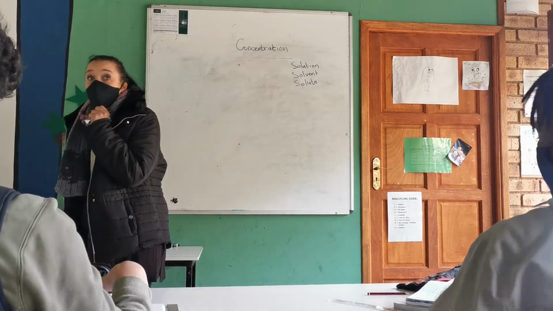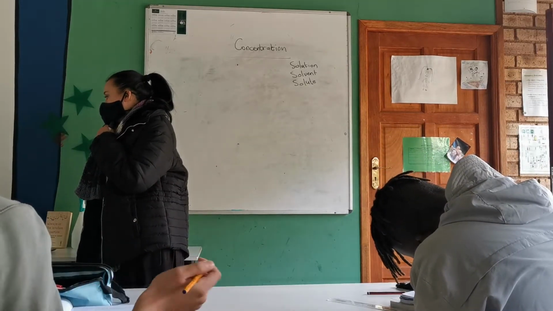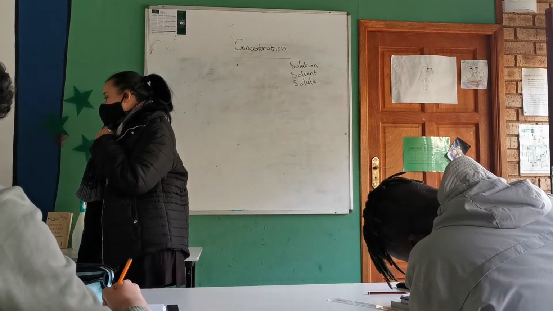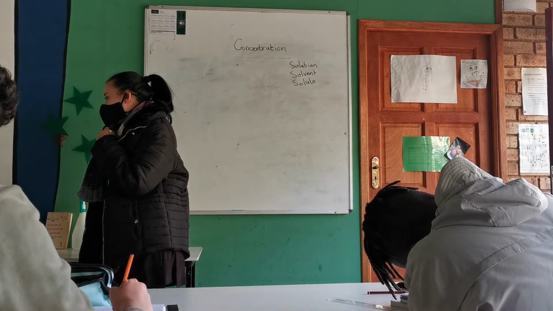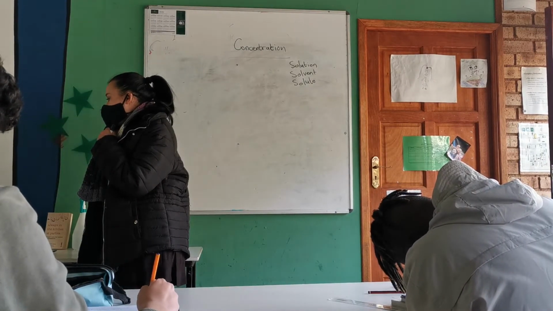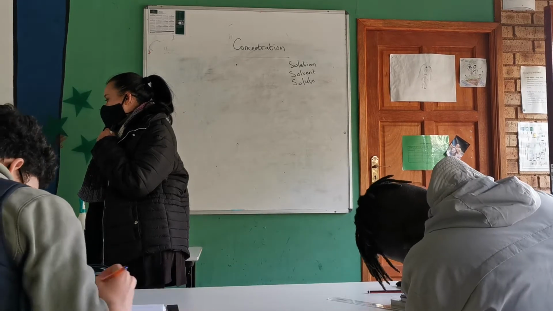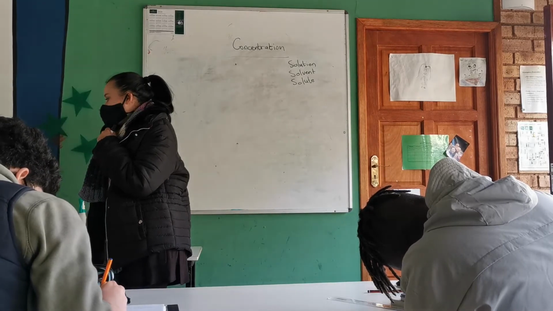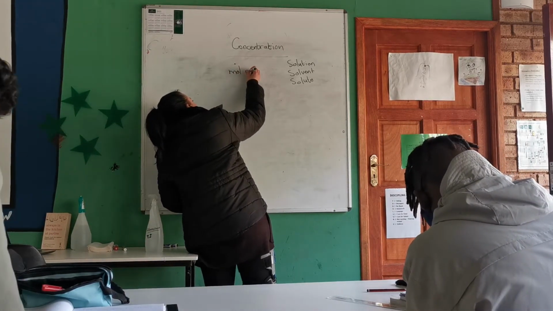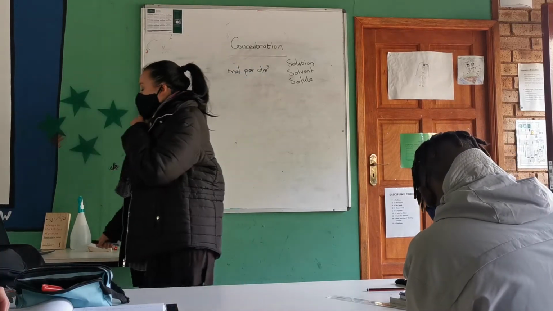Now, I want you to write this down as the definition for concentration. Are you ready? So, we can define concentration as: the concentration of a solution is shown as the quantity of dissolved solute in moles per decimeter cubed of solution. Moles per decimeter cubed of solution. I'm going to go right from the top.